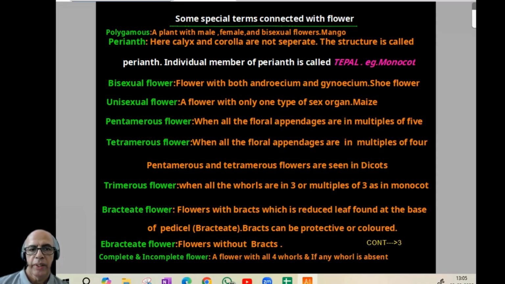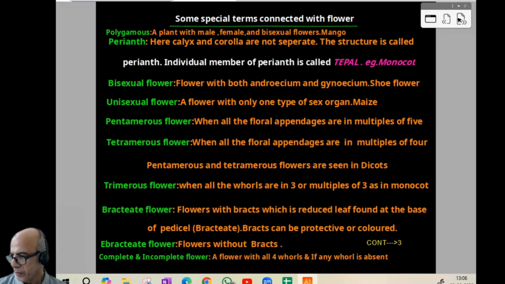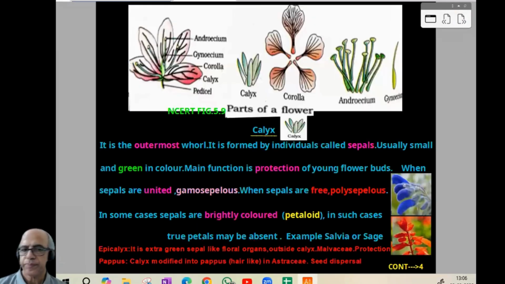Now bracteate flower: a flower with a bract, which is a reduced leaf found at the base of the pedicel. Bracts can be protective or even colored. Ebracteate flowers are without bracts. Now complete and incomplete flower. So many terms will be there. A flower with all 4 whorls is a complete flower. If any whorl is absent, it is an incomplete flower. This way we can add a lot of terms, but better adjust with NCERT. Morphology is such a vast subject. We can proceed to the next page.